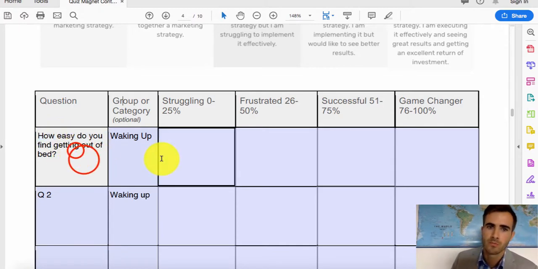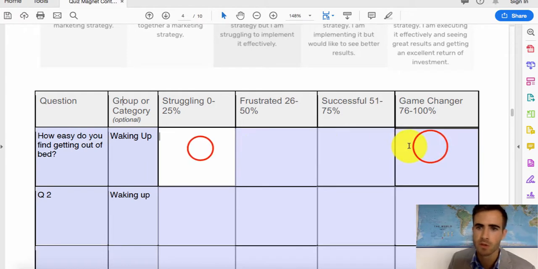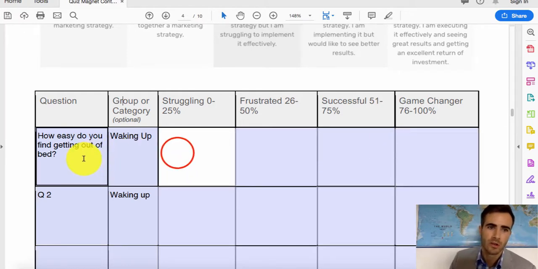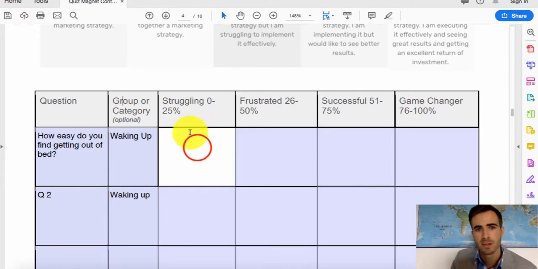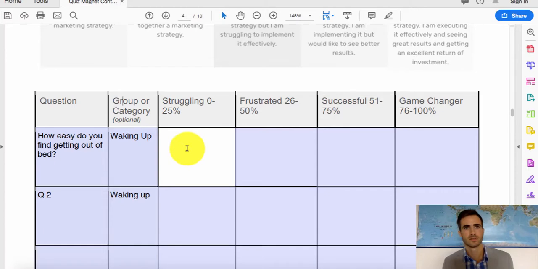Once you've got the question, you then here, under struggling and then game changing, you want to fill in the most extremes of this. So how easy do you find getting out of bed? And when you fill in these boxes, you want it to be in current or past tense, or basically pick a tense and run with it the whole time.